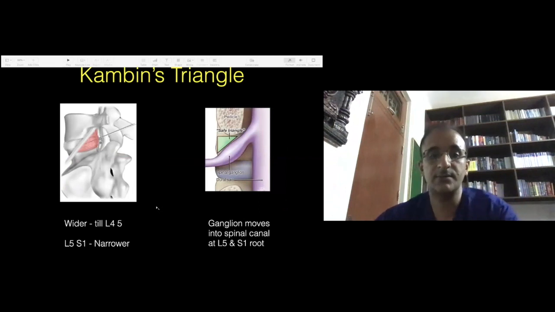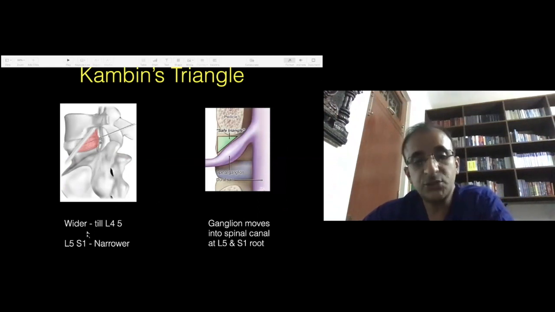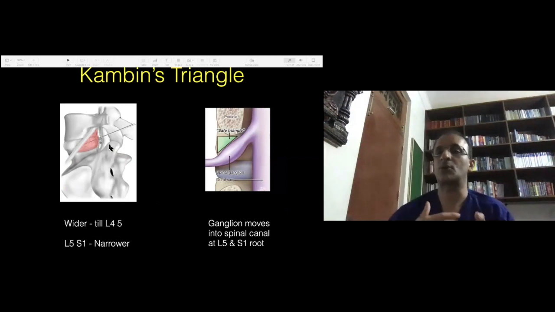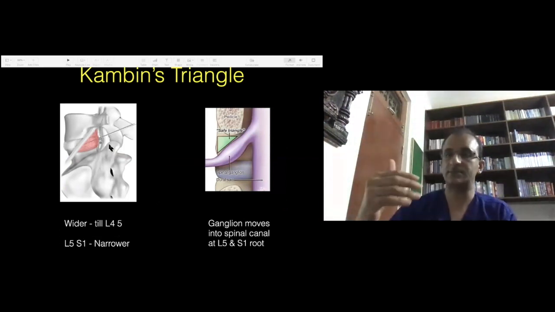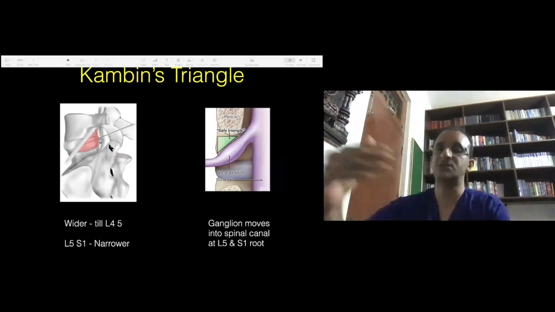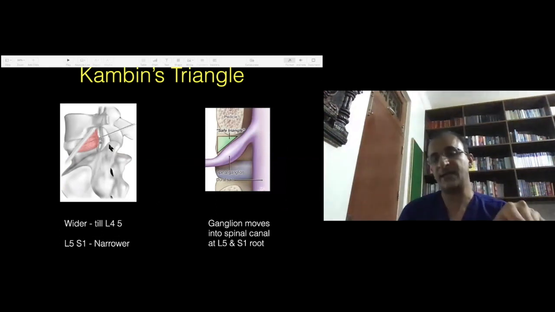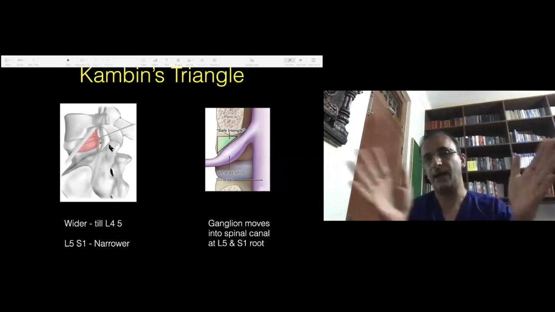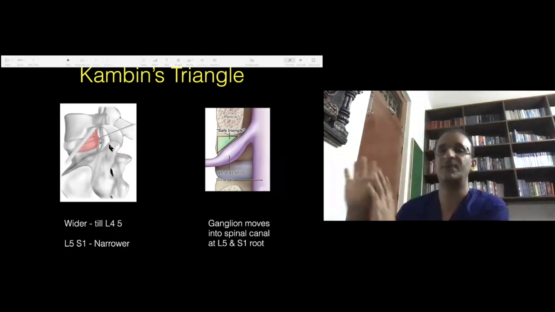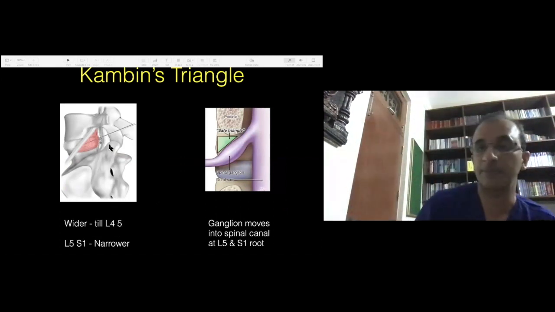You should also be aware of this anatomy. The Kambin's triangle gets wider till L4-5. That we have already seen, because the foramen becomes wider, so the Kambin's triangle also becomes wider. However, it is a bit narrower at L5-S1. But I would suggest that we forget L5-S1 for transforaminal surgery.